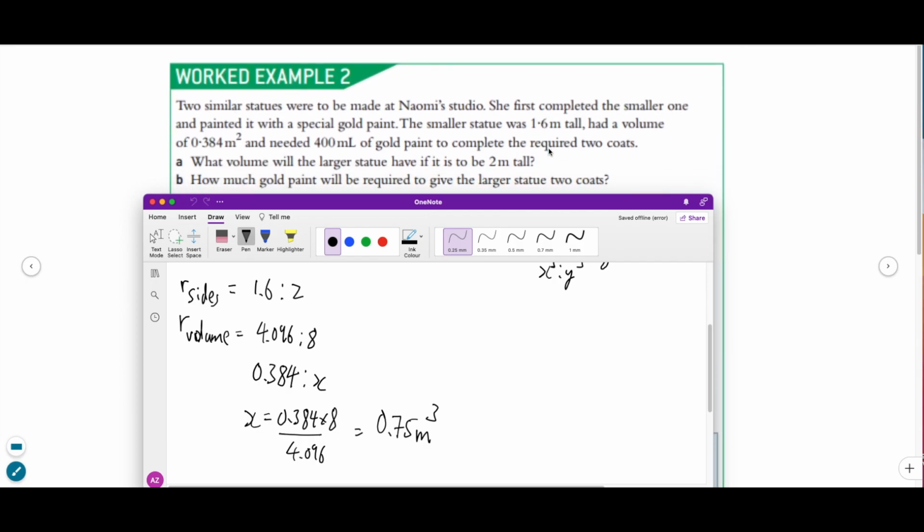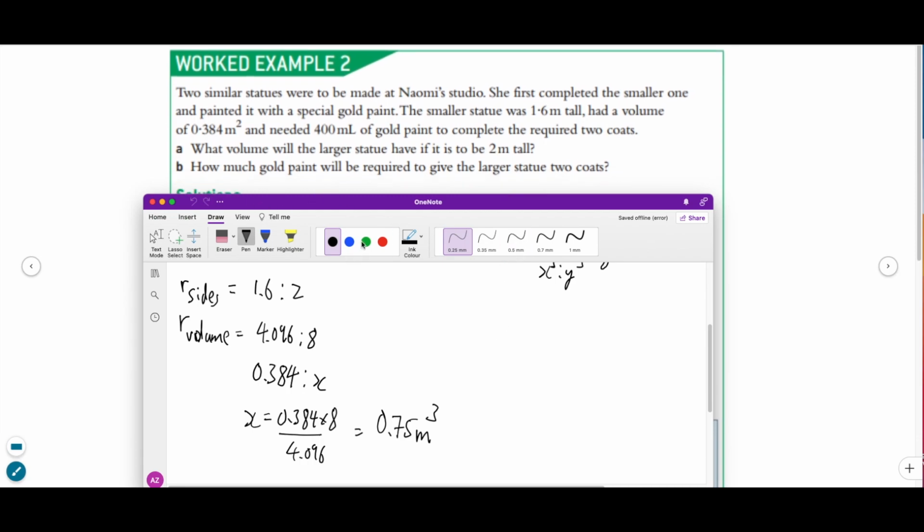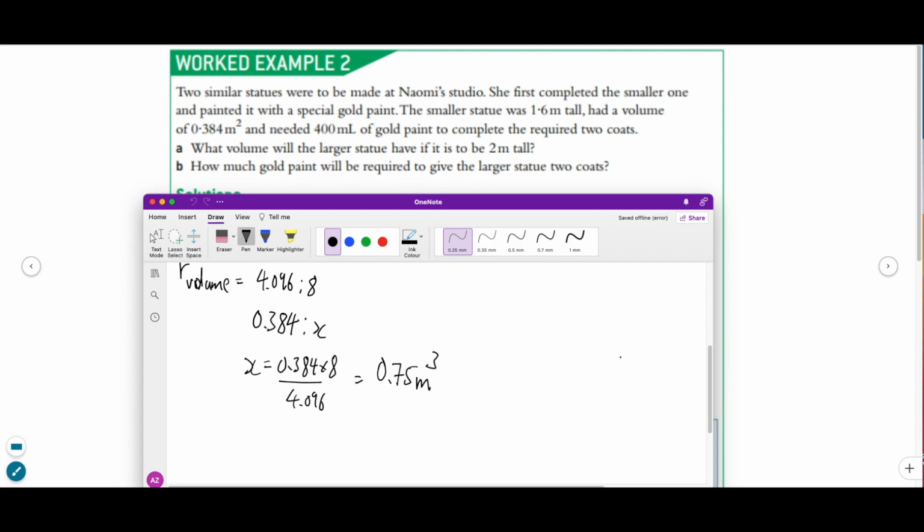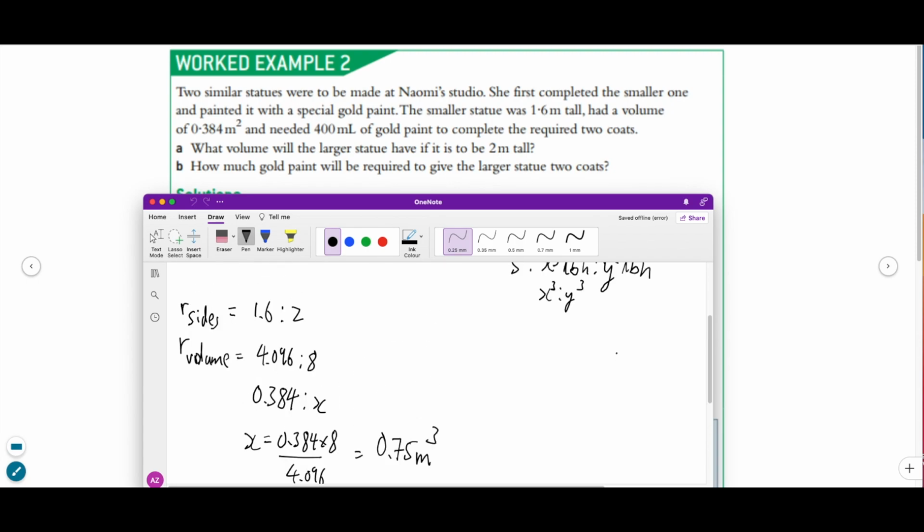Now the next question says, how much gold paint will be required to give the largest statue 2 coats? We know that when it comes to paint, it's to do with the areas. So to work that out, you need to know the ratio of the areas. The ratio of the area is going to be 1.6 squared and 2 squared, right? 1.6 squared is 2.56, to 2 squared, which is 4. Once you figure out the ratio of the area, you can then work out the gold paint.